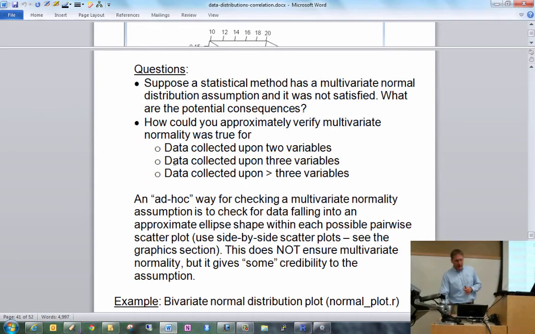Well, what happens now if you have three variables? How could you check trivariate normality if you have a sample? How could you check to see if trivariate normality works out?